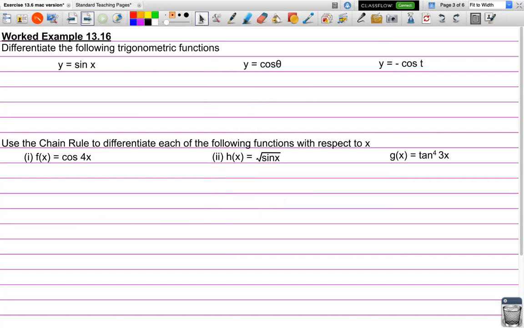Okay, so here we are. You're in an exam situation and you get asked to differentiate trigonometric functions. The first thing you should do is, in the corner, write down S, C, minus S, minus C. To remind you, if you're differentiating sine, it becomes cos. If you differentiate cos, it becomes minus sine. And if you differentiate minus sine, it becomes minus cos. And if you differentiate minus cos, it goes back to the top and comes sine again.